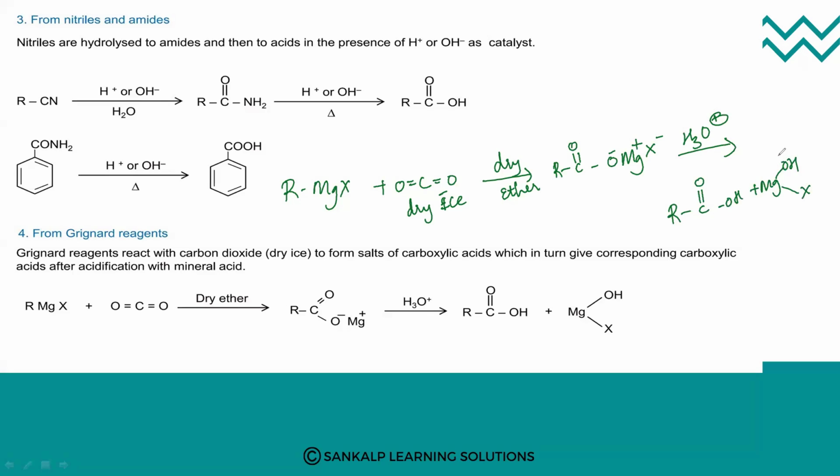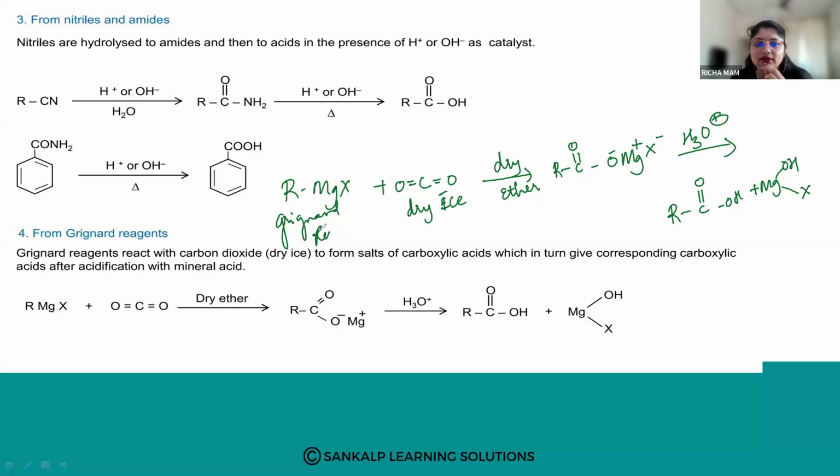So this is the reaction where you're treating your Grignard reagent with dry ice. In the presence of dry ether, you're going to get a salt of carboxylic acid, which on acid hydrolysis will give you carboxylic acid.